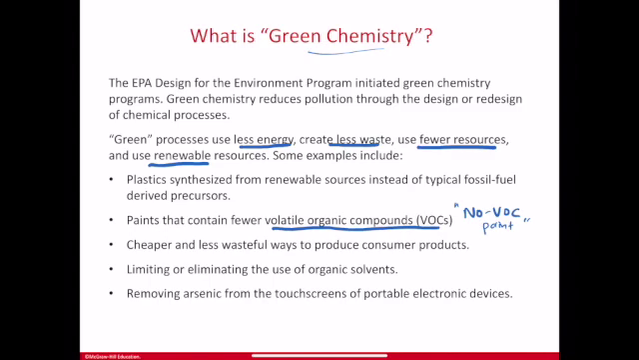So there are other examples you can see here, but getting rid of plastics, basically consumer products, controlling your organic solvents, removing arsenic from touch screens of that smartphone. All of these are moving towards green chemistry of our consumer products.